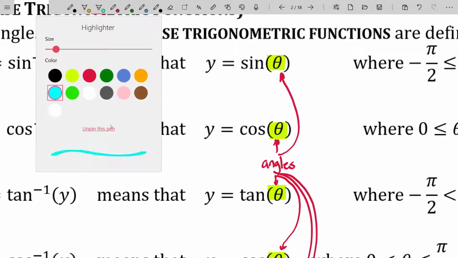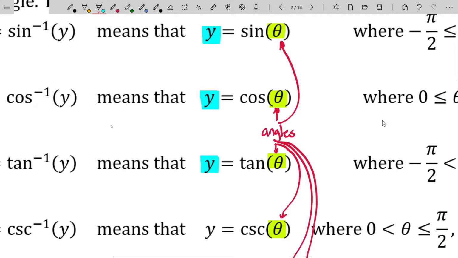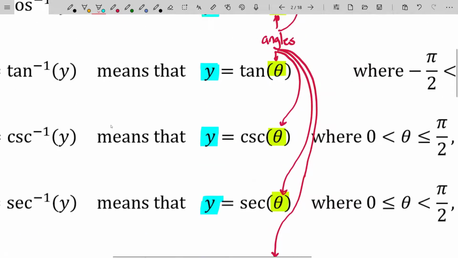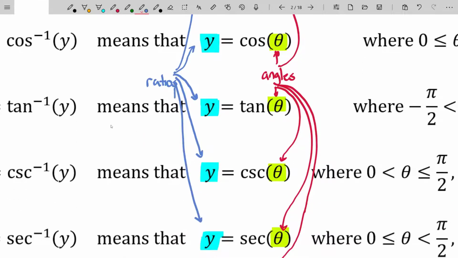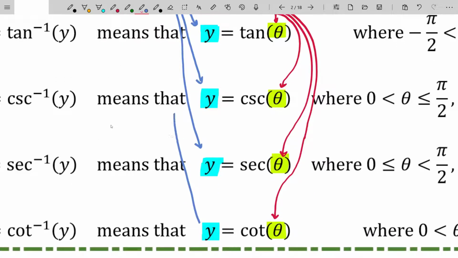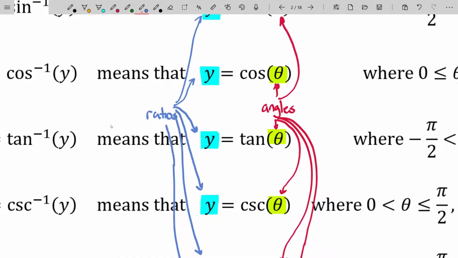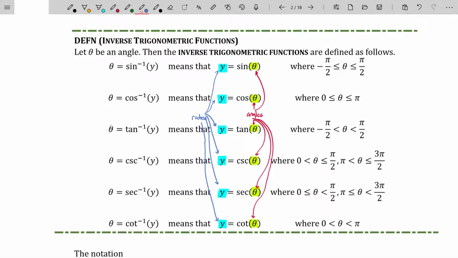What we get out of trig functions, which I'll highlight in blue here, are ratios. We get ratios out. For example, sine gives us opposite over hypotenuse. Excuse me, cosine gives us adjacent over hypotenuse. Tangent gives us opposite over adjacent, that type of thing. They give us a ratio of two sides of a triangle. So all of these right here, those y values, are ratios. The outputs for the trig functions are ratios.